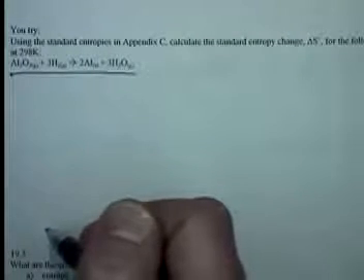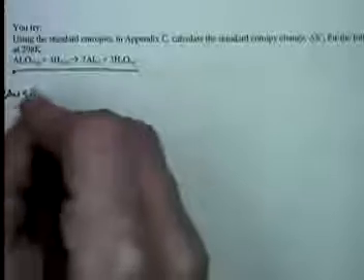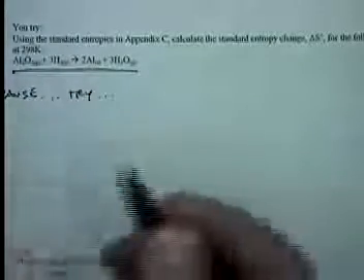So if you want to try it yourself, you're more than welcome to pause right now and look up the entropies in the back of the book, and then see if you can determine it as well. So pause, give it a try, or skip ahead.